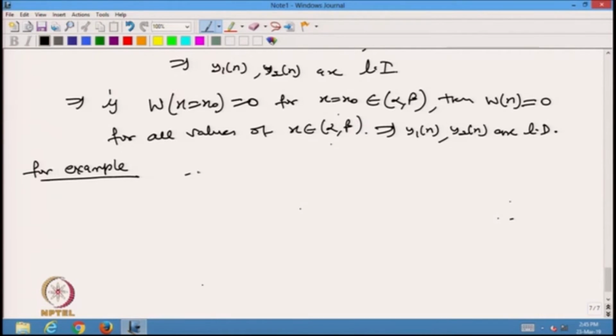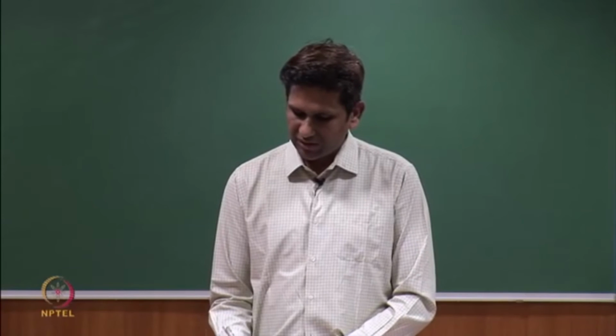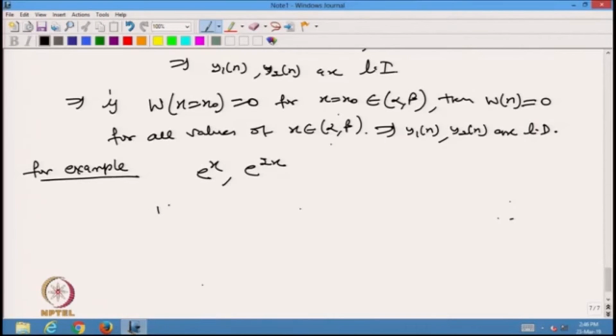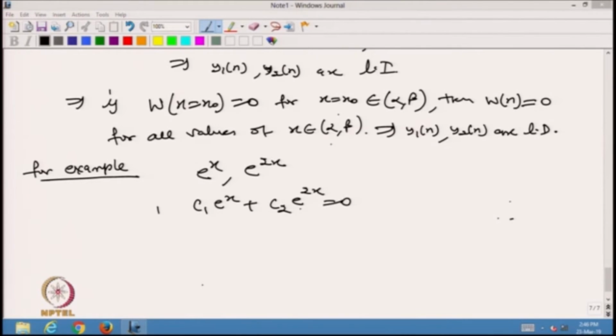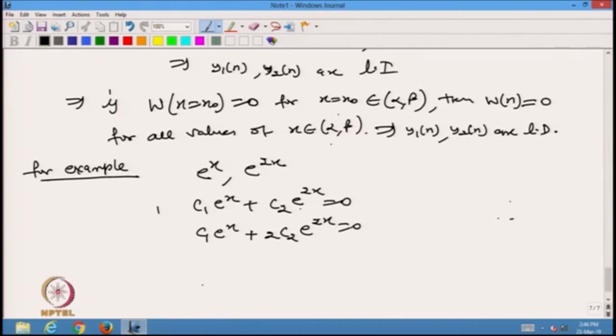For example, suppose I take two functions e^x and e^(2x), and I want to check whether these two functions are linearly independent or dependent. So, I take the linear combination C1 e^x plus C2 e^(2x) equal to 0, and then I take the derivative because they are differentiable functions. So, I get C1 e^x plus 2 C2 e^(2x) equal to 0.